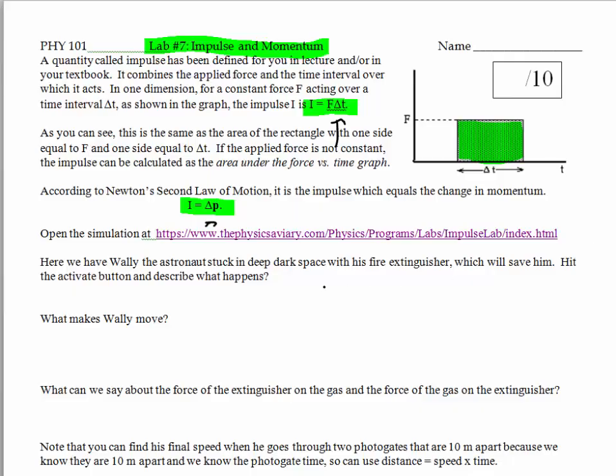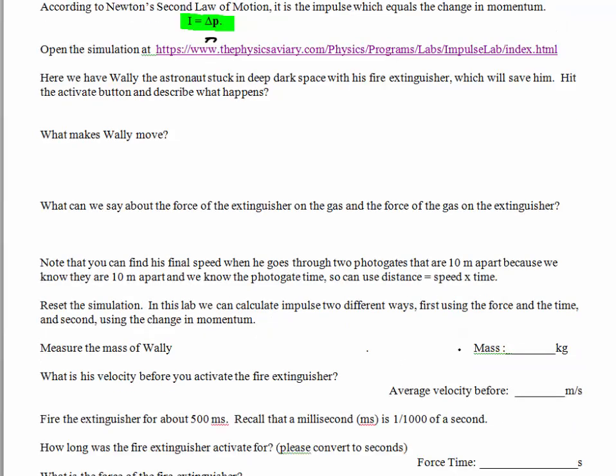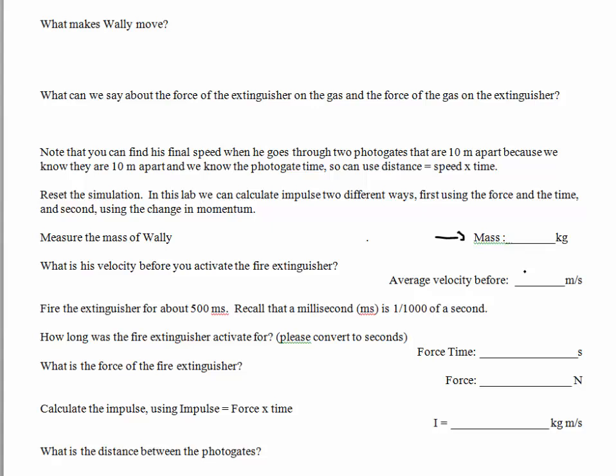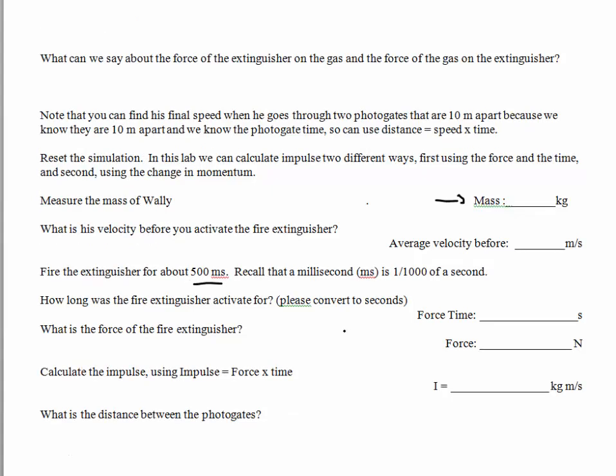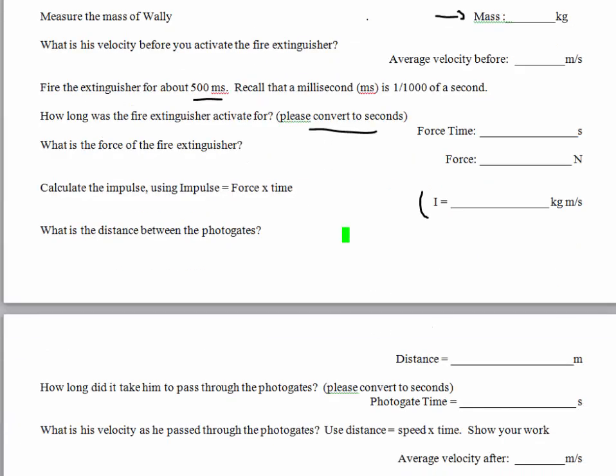So we're going to come back here, and you can see that we are going to measure first the mass of Wally, and we know that his velocity beforehand was actually 0 before we fired the fire extinguisher, so that's pretty easy. Fired the extinguisher for 500 milliseconds, and just keep in mind that a millisecond is a thousandth of a second, so I do have you do some unit conversions right there. And we can calculate the impulse that way. Impulse is going to be equal to force multiplied by time.